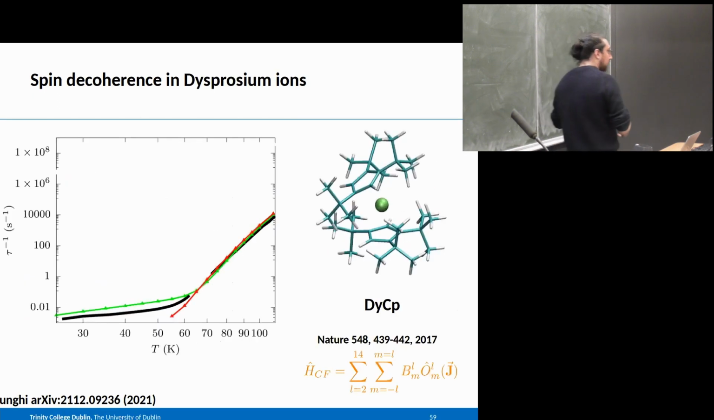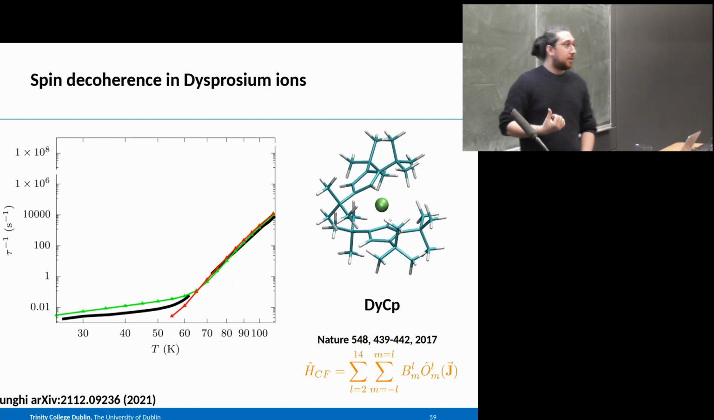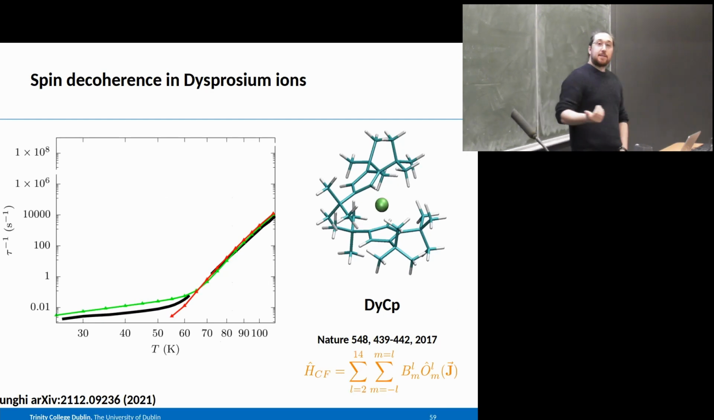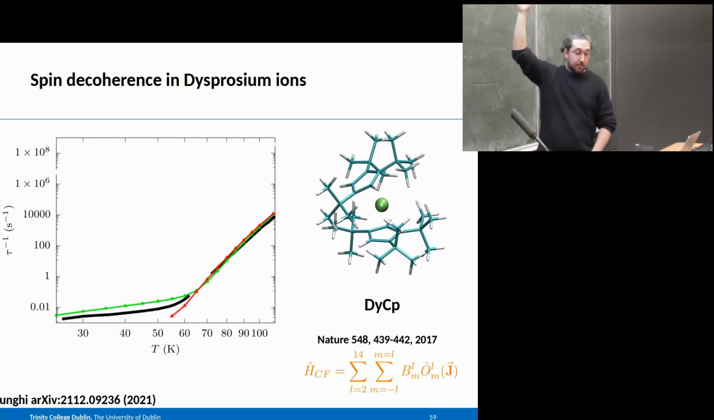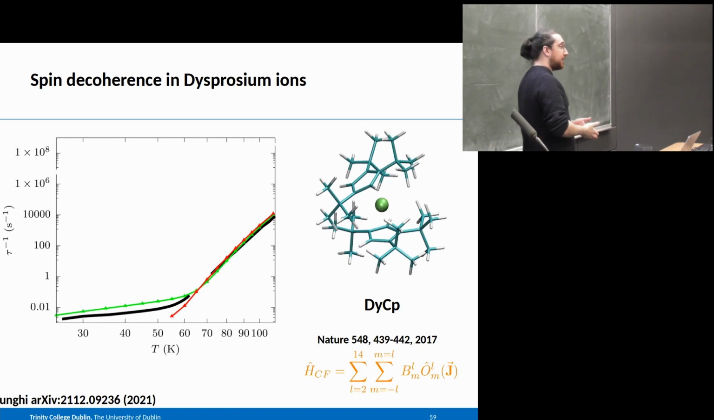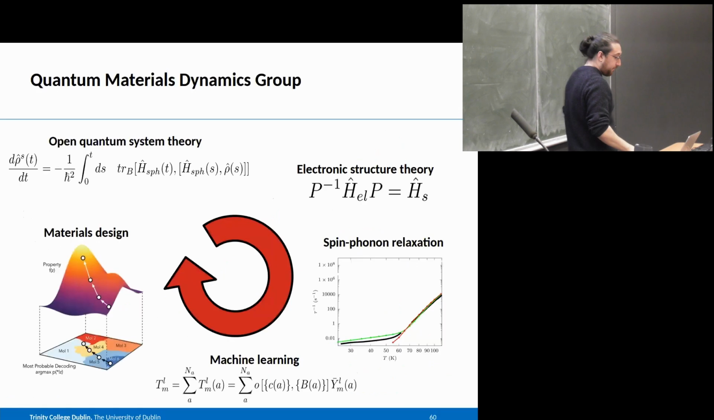You can think of doing this also for more complicated objects. This is a dysprosium compound. You have 16 spin energy levels in this compound here, which is a horrible thing even to think about. But nonetheless, applying the same strategy, you can predict how the relaxation time, your coherence time, changes with temperature, meaning that you can now look into the details of the bath coupling and understand how to improve coherence.